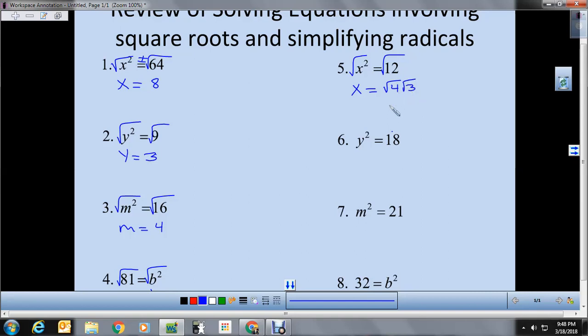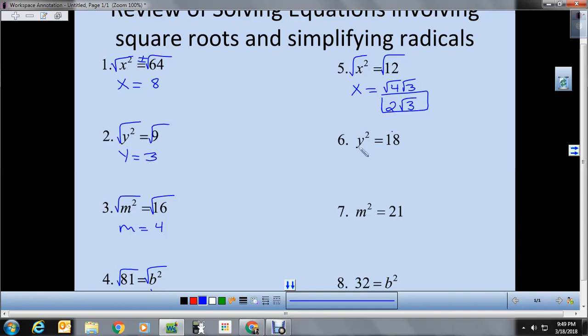The square root of 4 is a perfect square. The square root of 3 is not. So the square root of 4 can come out to become a positive whole number 2, and what's left inside is radical 3. Since radical 3 is not a perfect square, this becomes our solution: 2 radical 3.